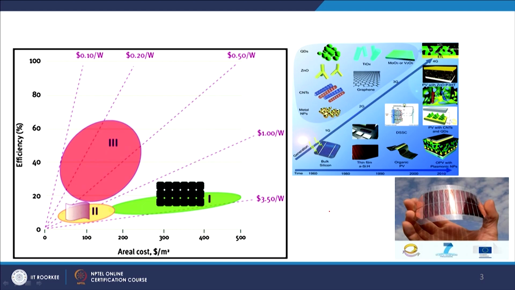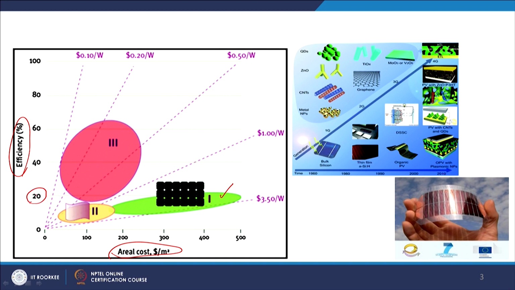Now, if we look at this chart, efficiency versus the cost in dollar per meter square, we see that as we go from the first generation to second generation to third generation, the important parameters changing here are the efficiency as well as the cost. If you look at the first generation solar cell, which is shown by this green circular shaded region here, the cost of this solar cell is $3.5 per watt, where the efficiency is almost as high as 20%.